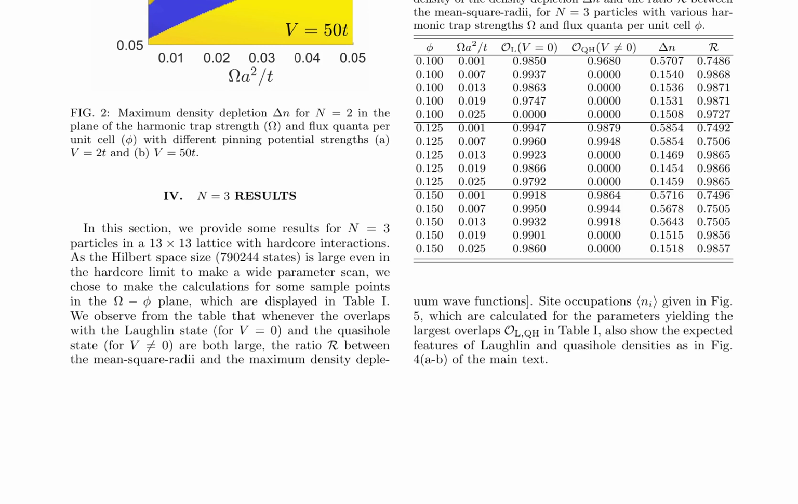Figure 3 showcases the overlap OL between the system ground state and the Laughlin state for n equals 2 particles with V equals 10T. The site occupations Ni, calculated for the parameters yielding the largest overlaps OL and OQH in Table I, exhibit the expected features of Laughlin and quasihole densities.